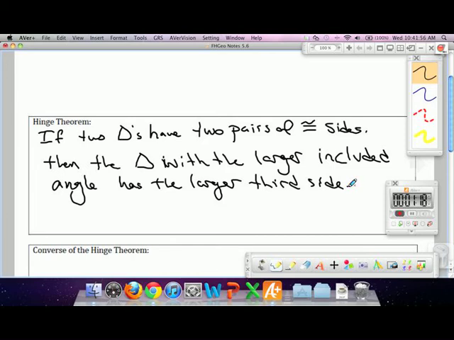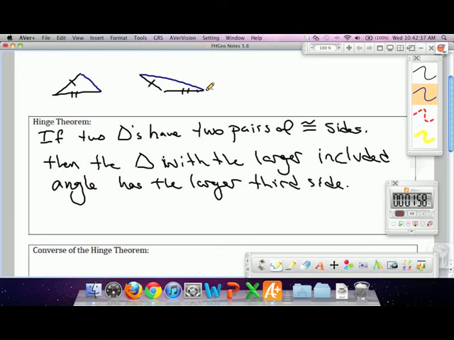If I have one triangle, or if I have two triangles, the triangle with the larger angle has the larger third side. Could be maybe a drawing for this. Here's a description of the hinge theorem. It's our comparison between two different triangles.